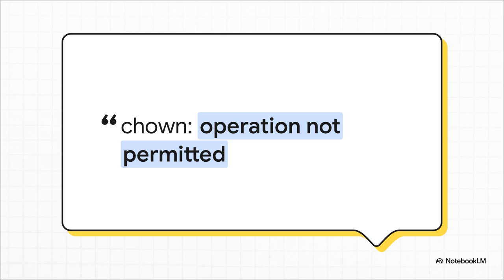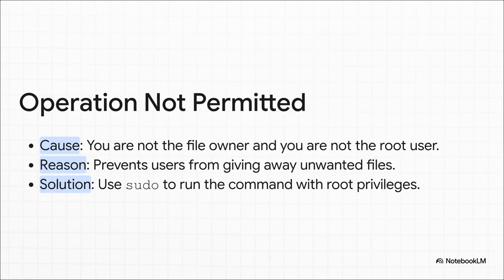This is probably the number one error you'll hit when you first start messing with ownership. But don't worry about it. It's not a bug. It's actually the system working exactly how it's supposed to, and for a really good reason. So why does it happen? Well, it's simple. In Linux, you can't just give your files away to someone else. Only the person who currently owns the file, or the system's superuser, root, has the power to change ownership. It's a security feature to stop people from just dumping files on other users.